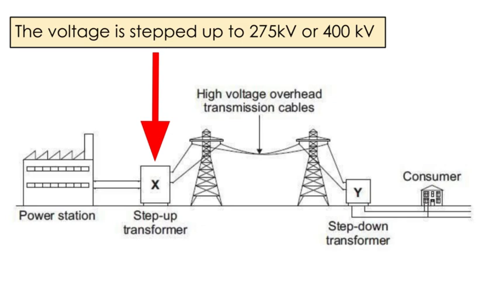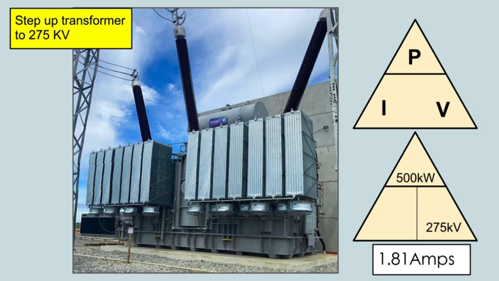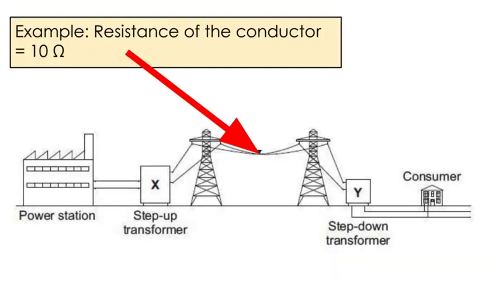Now to calculate the current flowing down the transmission lines, we're going to use Watt's law to take the power divided by the voltage and get a low current of about 1.81 amps. To get this, we'll do 500,000 watts divided by 275,000 volts. That will equal 1.81 amps.